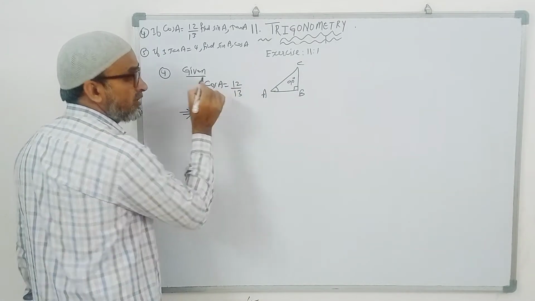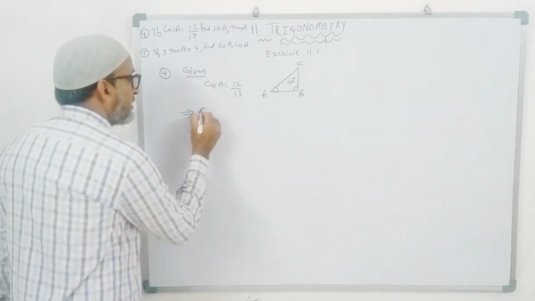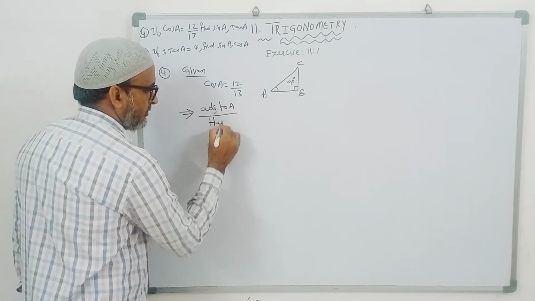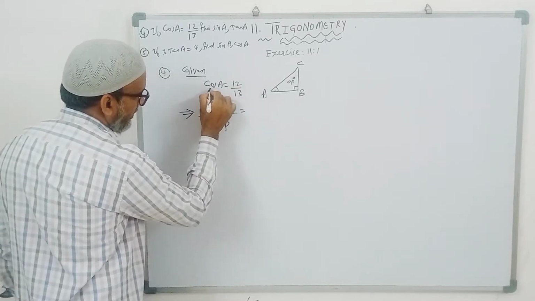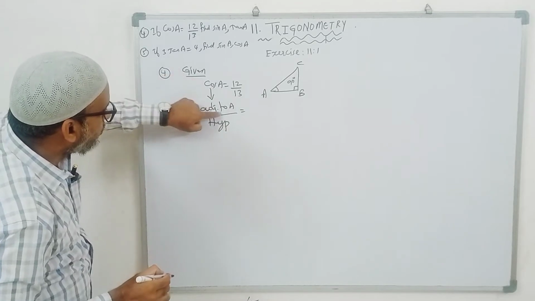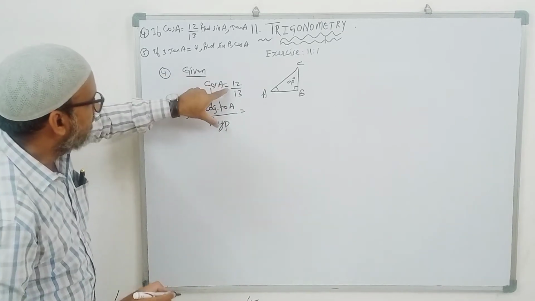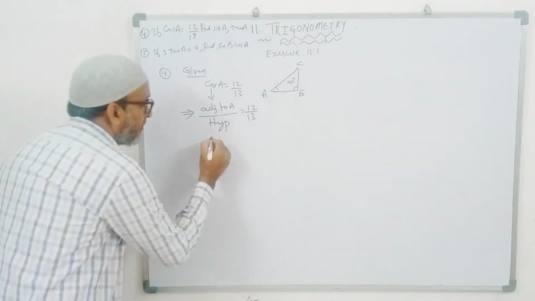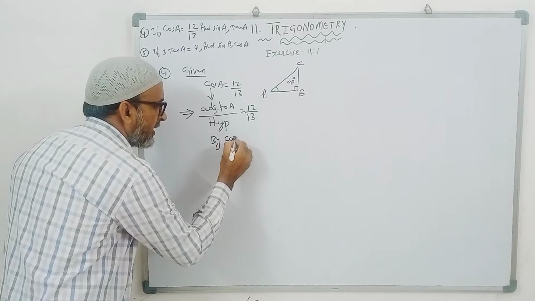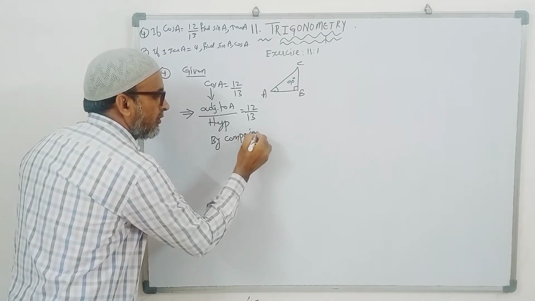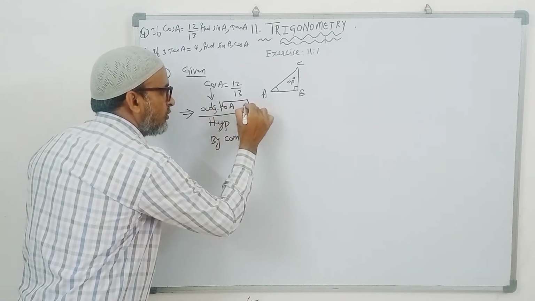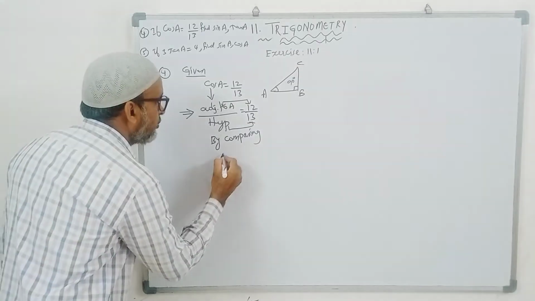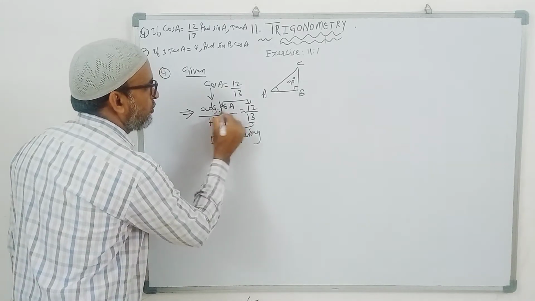Now, what do you know? The ratio of cos A is adjacent to A by hypotenuse. Cos A means adjacent to A by hypotenuse. This is the ratio, and cos A is equal to 12 by 13. Now by comparing, we should write one step. By comparing, adjacent to A value is 12, hypotenuse value is 13. Adjacent to A is equal to 12.